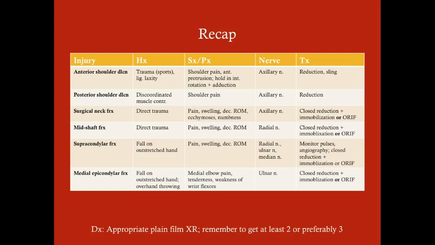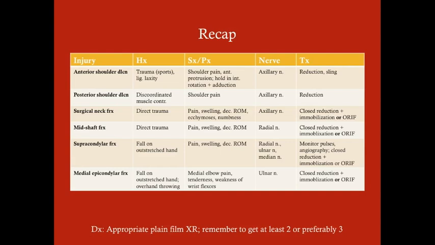So remember to keep in mind your regimental patch over the upper lateral arm, and then the arm abductors, shoulder abductors. And the way we treat anterior shoulder dislocation is with closed reduction and a sling, just for immobilization to let the ligaments heal.